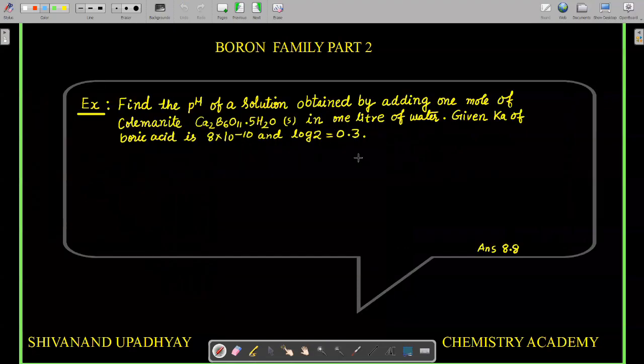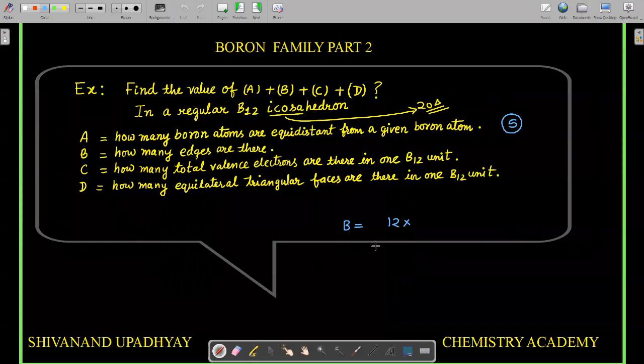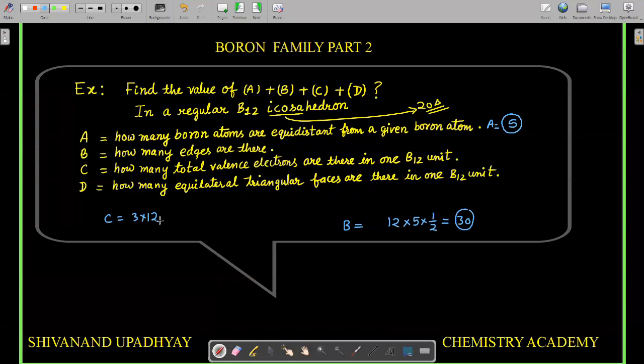तो अगर मैं यहाँ पे लिखता हूँ कि व्हाट शुड बी देयर, तो एक बोरोन एटम 5 बोरोन एटम से अटैच्ड है, बट एक बॉन्ड 2 में शेयर हो रहा है. सो इफ आई सिंप्लीफाई दिस, दिस इज इक्वल टू 30. तो A की वैल्यू 5 है, B की वैल्यू 30 है, C क्या है, हाउ मेनी टोटल वैलेंस इलेक्ट्रॉन्स आर देयर. एक बोरोन के पास 3 इलेक्ट्रॉन है, टोटल 12 बोरोन एटम्स हैं, तो 36 C की वैल्यू होगी.